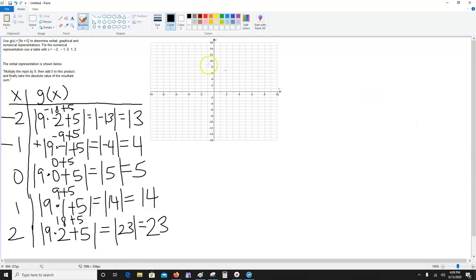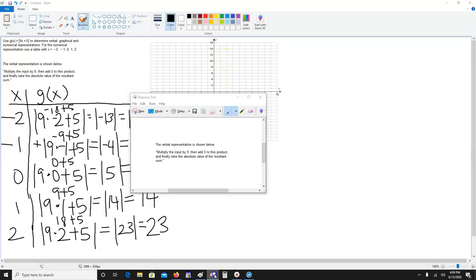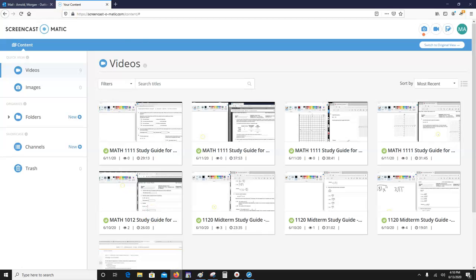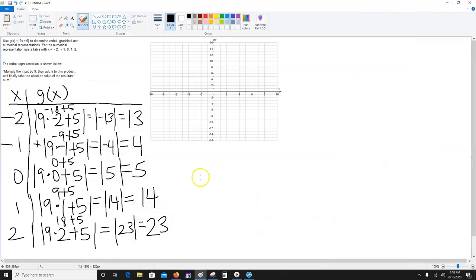Now, all we need to do over here is plot each ordered pair. So over here we have negative 2 and 13. Negative 1 and 4. Zero and 5. 1 and 14. And then 2 and 23, I can't graph it. I can't plot it. It's off the grid.